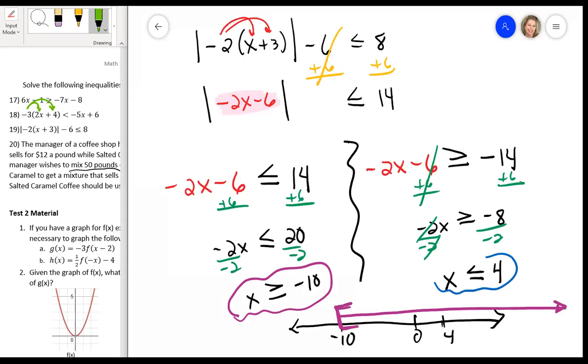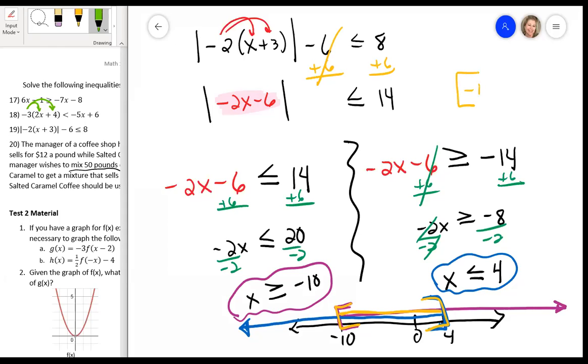And if I were to graph x is greater than or equal to -10, that would be a bracket right here, and then you're going in the greater than direction. This one is less than or equal to 4, so it would be a bracket on the 4, and then you're going in this direction. What you're looking for is where they overlap, and where they overlap is right here in between these 2.